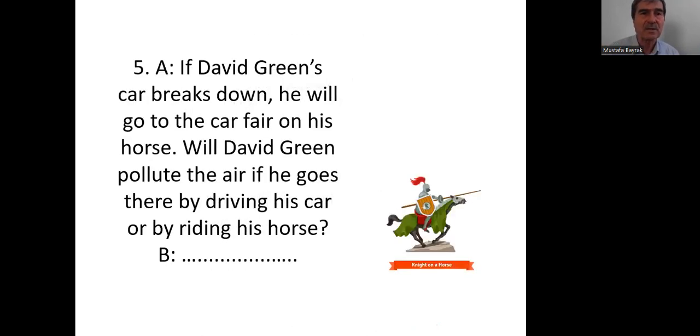Okay. Dialogue 5. If David's green car breaks down, if David Green's car breaks down, he will go to the car fair on his horse. Will David Green pollute the air if he goes there by driving his car or by riding his horse?